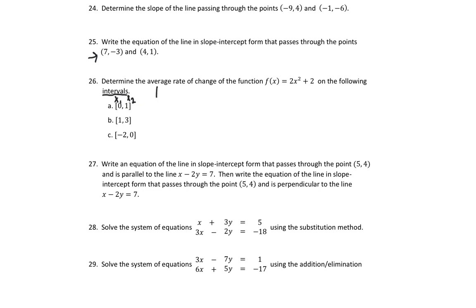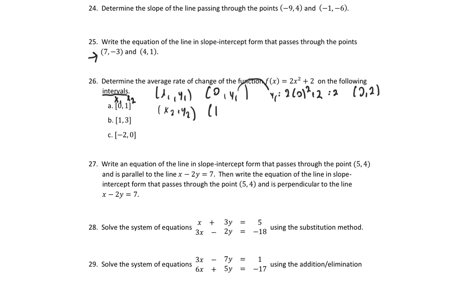So to find this, we need an x1 and a y1, x2 and a y2. And we need those 2 points because average rate of change is just the slope between this x coordinate and the next. So between 0 and 1, we need the y coordinates. Well, we know our first x coordinate is 0 and our second one is 1. To find the y coordinates, we just plug those into the equation. So to find y1, y1 is going to be 2 times 0 squared plus 2, which is just going to be 2. So one of our points is 0, 2.